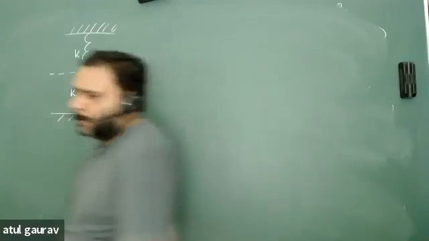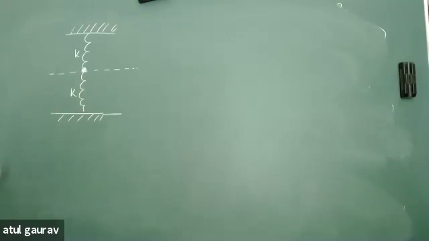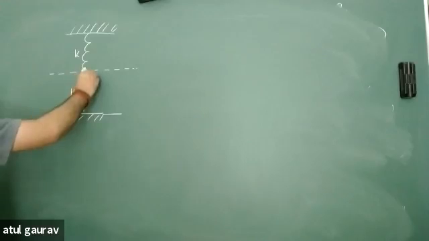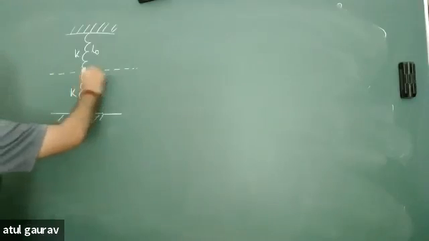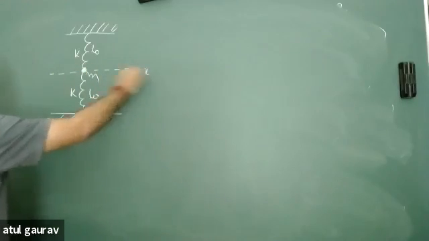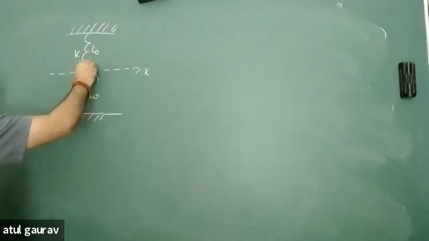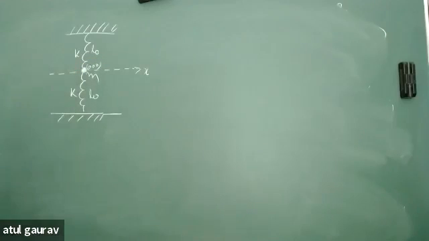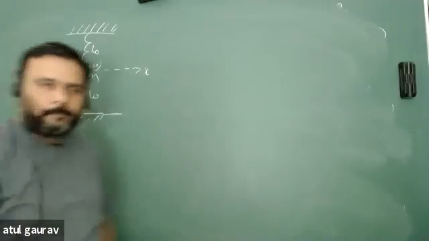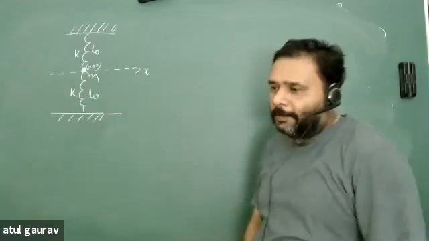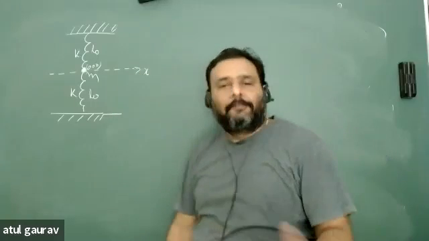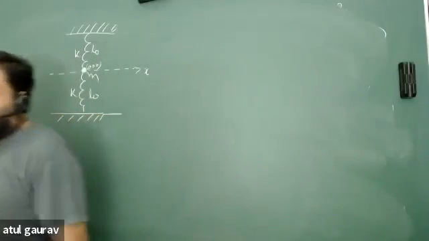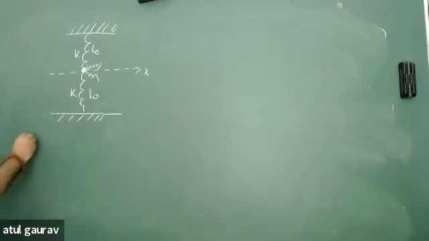So this is the real problem, a beautiful problem. This is the spring constant K. This is mass M. Let's say the natural length is L naught. This mass is constrained to move only in the X direction, and let's say this is my origin. First we have to construct the Lagrangian, and then find the Lagrangian for the small oscillation.